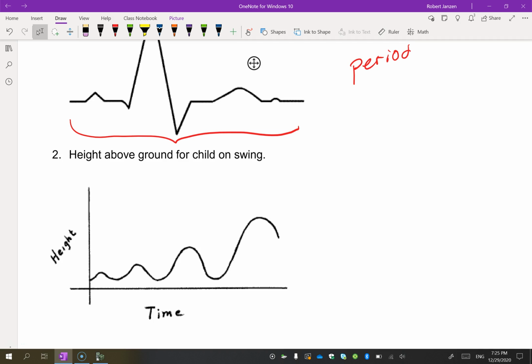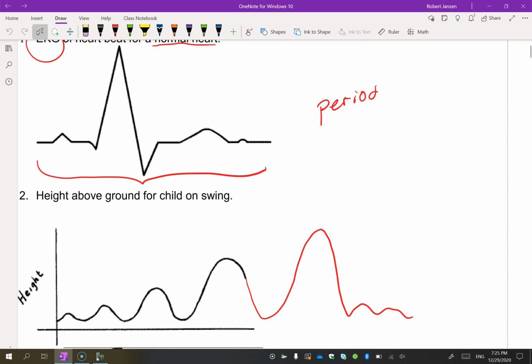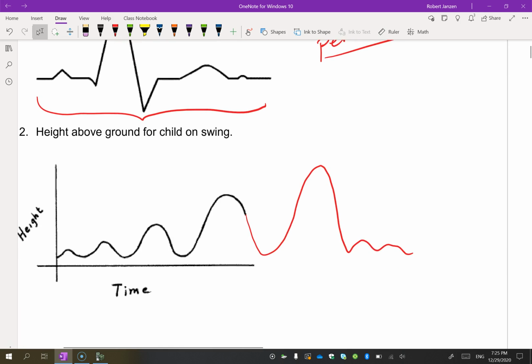Each swing, you go up higher and higher. There's obviously going to be a limit. You're not going to be able to keep going higher. But there's no consistent period here. There's nothing that repeats itself over and over. We might continue on and go higher, and then maybe we get off the graph or something, but there's no repeating period here. So while the last one was periodic, this one would not be.